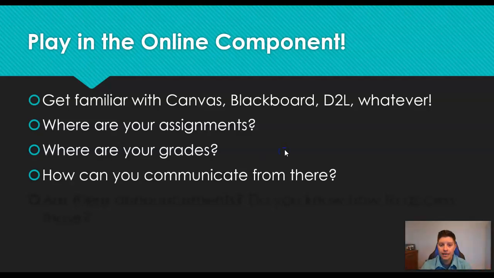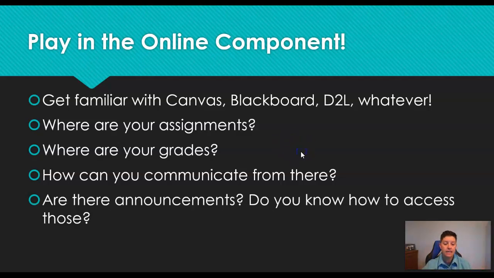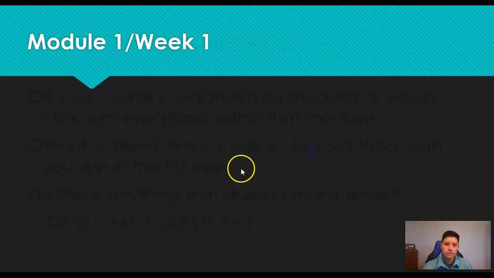How can you communicate? I use Canvas. Within Canvas, there is an inbox spot. I can email back and forth with students from inside of Canvas. I don't even need to go to my email. Make sure you know how to do that. It makes your life easier. And are there announcements? Do you know how to access those? I use announcements a lot in my class, and a lot of times I'll get emails from students about things, and I'm like, literally it's in the announcement. If you're reading those, you would know. So make sure you know where those things are.